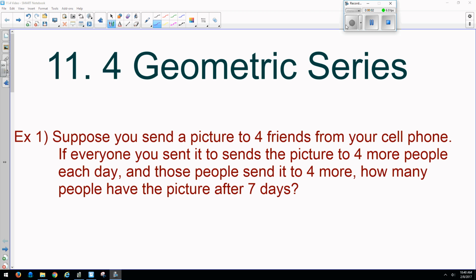Today we're talking about geometric series. And just like in arithmetic series, instead of just a list of numbers, we're actually going to be taking the sum of all of those numbers.